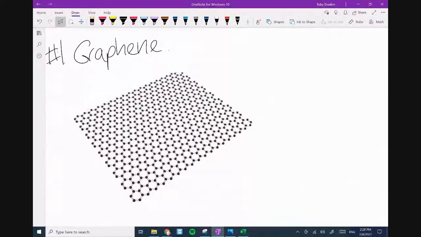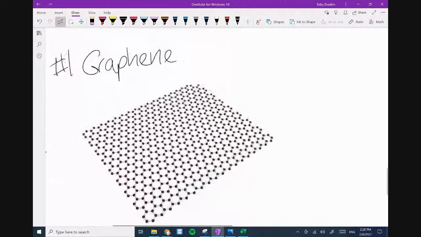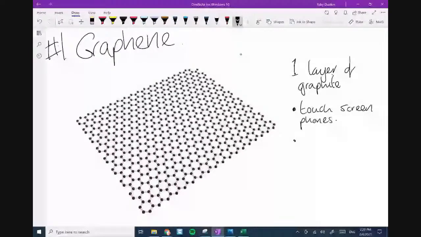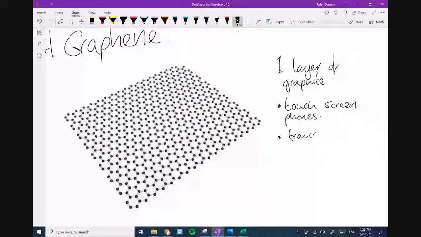Thank you very much. So graphene, cool structures. One layer of graphite. Future uses include touchscreens because it still conducts electricity. Touchscreen phones. Yeah. It's completely transparent. So thin you can't see it.